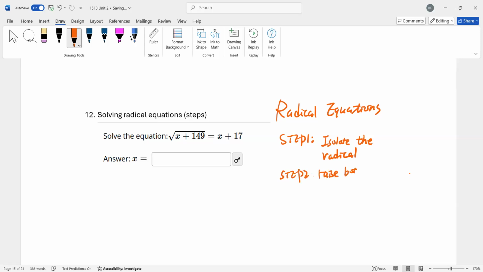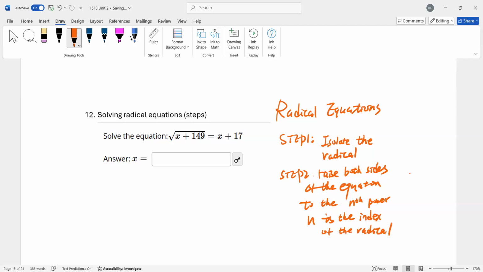Step 2, raise both sides of the equation to the nth power. n is the index of the radical. I mentioned this before, right? This is called a radicand. This is called a root number or index. Okay, I need to write it down.